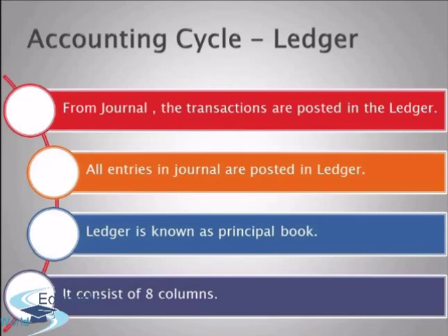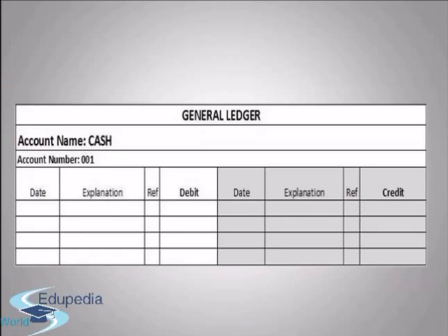This is how the ledger looks like. First of all, we have to give the account name. For example, here it is given as cash. So suppose this is a cash account. We give the account name. If we follow some numbering system of the accounts, we give the account number. So here it is given as 001.